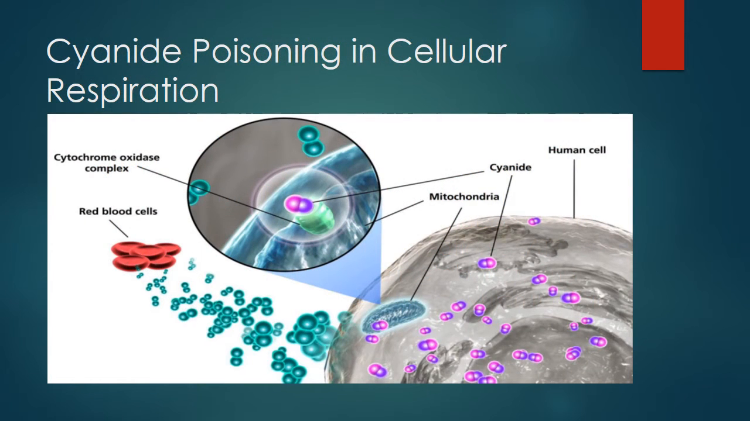In this display of what happens during cyanide poisoning, you see the oxygen trying to be transferred from the red blood cells, but because the cyanide is present and cyanide has a higher affinity for the cytochrome oxidase complex, the cyanide attaches instead of the oxygen, blocking electron flow and inhibiting cellular respiration.